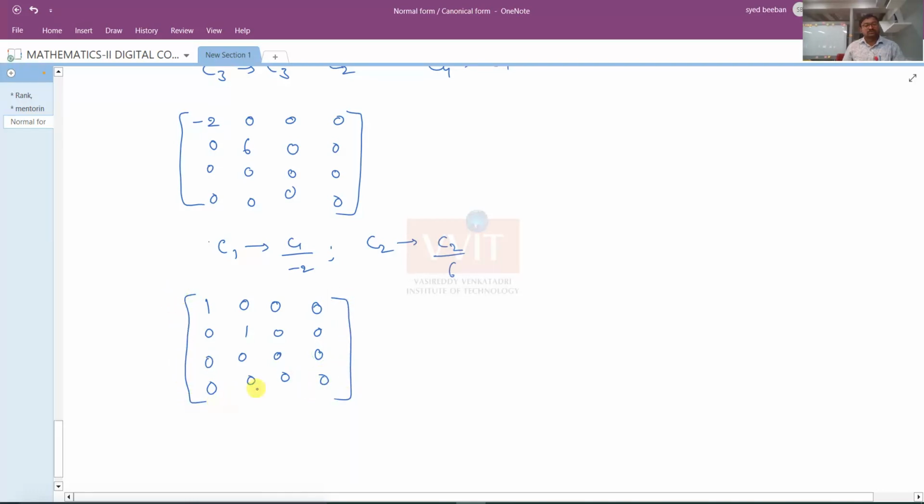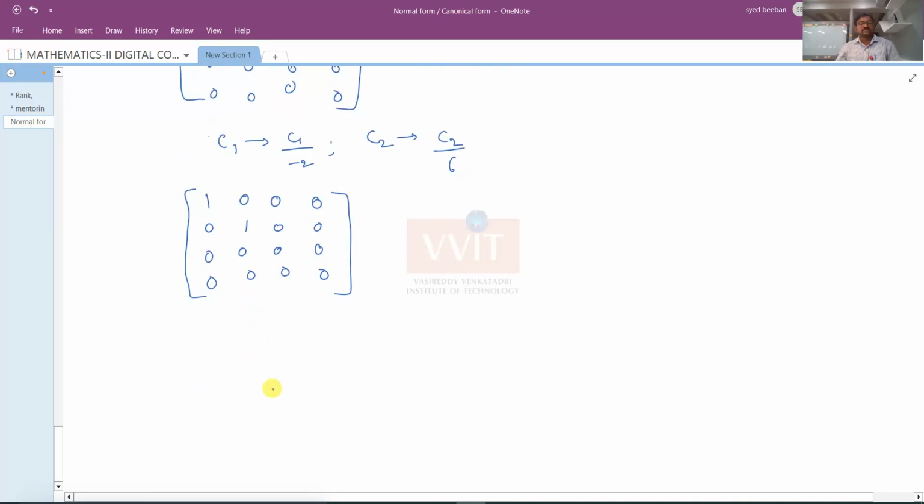So I may be left with this here, and this one I can rewrite here as I 2 0 0 0. So the rank of A is defined here as 2, because it consists of only 2 independent rows or 2 linearly independent columns. That's the meaning of that.